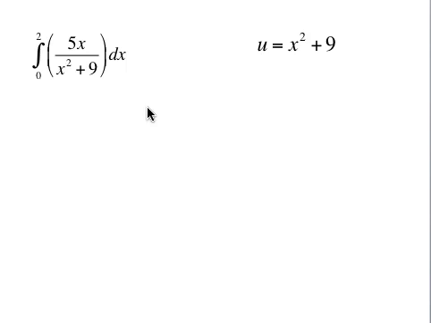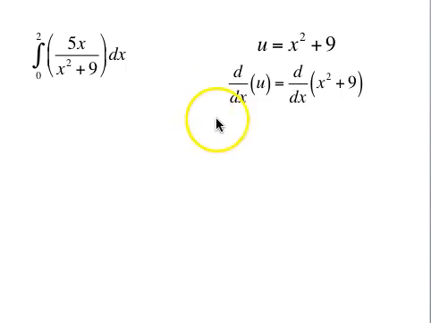So again, u is x squared plus 9. The derivative with respect to x of u is the same as the derivative with respect to x of x squared plus 9.